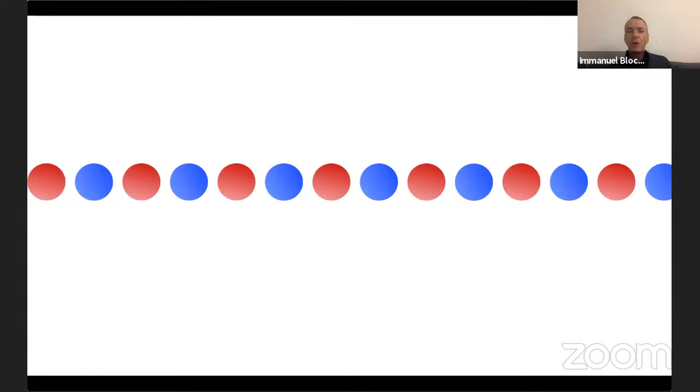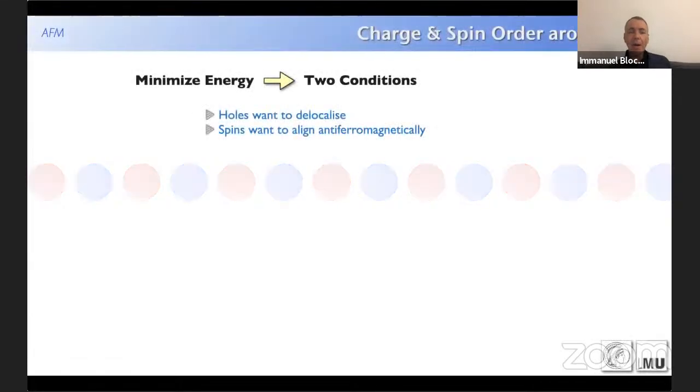So everything I showed you so far was a dynamical experiment where we took the chain, we kicked out a particle, and we dynamically try to see how the system evolves and see how these correlation functions change. But now I want to ask, how does the system behave at t equals 0 when you dope it? So no dynamics, it's the ground state we're talking about, and we're trying to find out what it should look like. And basically we have two competing requirements that we want to fulfill to minimize energy in the system. Holes, as particles, want to delocalize to minimize their kinetic energy. Spins, on the other hand, want to align antiferromagnetically to minimize exchange energy cost.